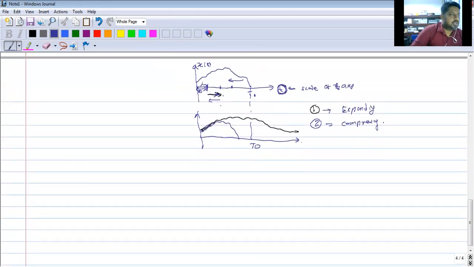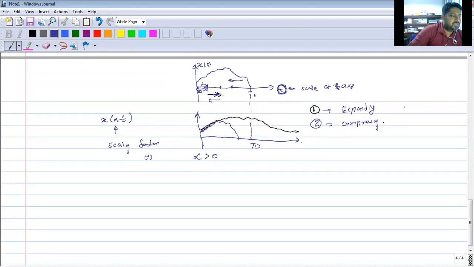So time scaling is represented like this: x(alpha t). This alpha we call the scaling factor. And this alpha we always consider as a plus value. I will explain why that is. So this alpha is always greater than 0. That means it is a plus value.